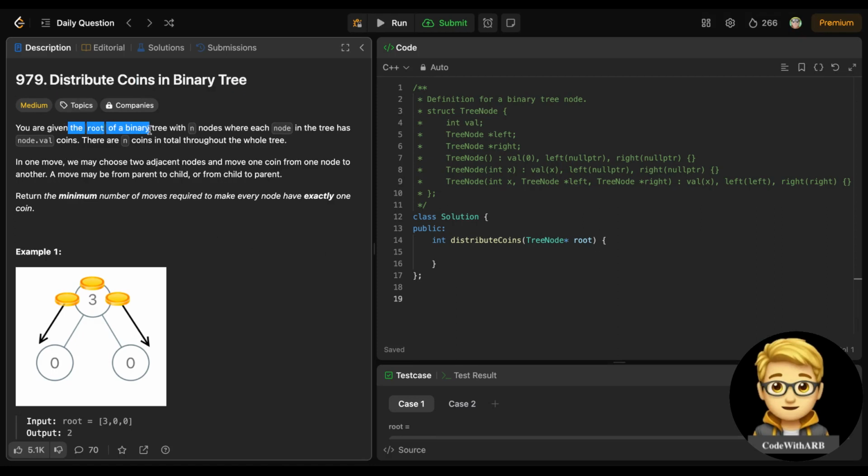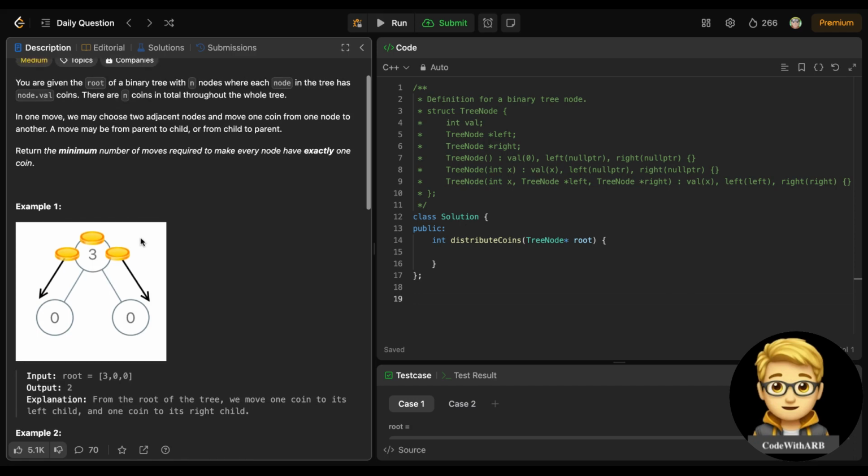Here we are given the root of a binary tree with n nodes, where each node in the tree has node.value coins, and there are n coins in total throughout the whole tree. In one move, we may choose two adjacent nodes and move one coin from one node to another. A move may be parent to child or from child to parent. We need to return the minimum number of moves required to make every node have exactly one coin.